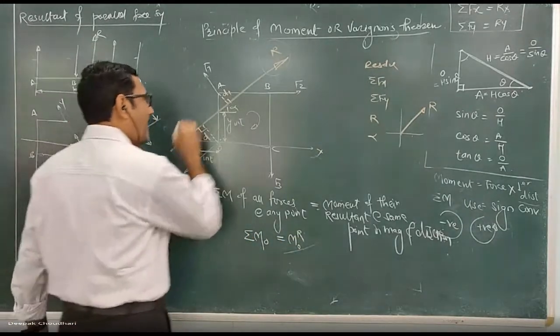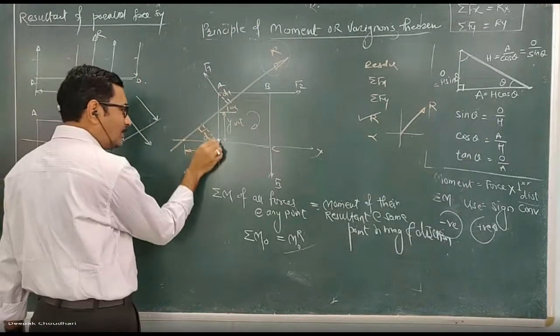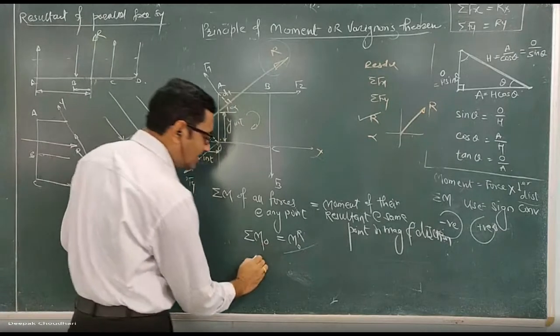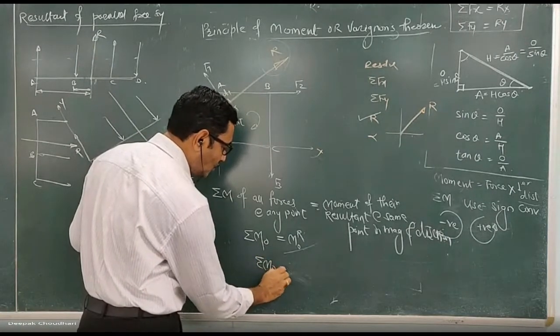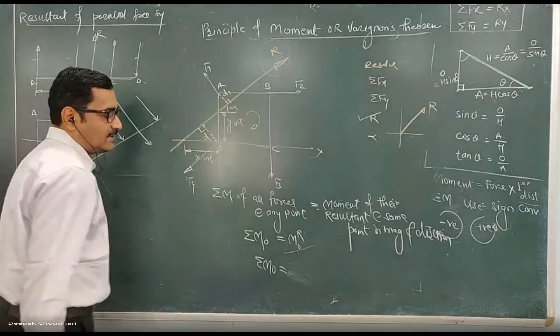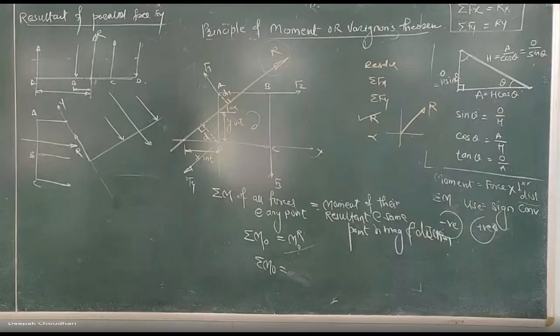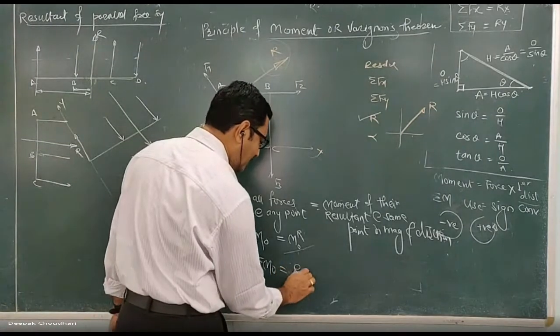Now, if the magnitude of the resultant is R, which we have calculated here, and if its perpendicular distance from O is D, then what will be the moment of the resultant about point O? Minus RD. Here it is R into D, minus because it is clockwise.